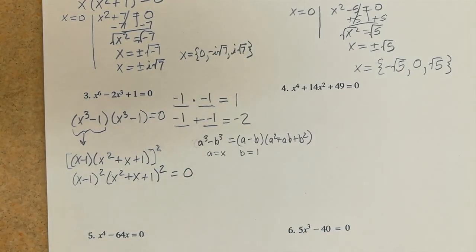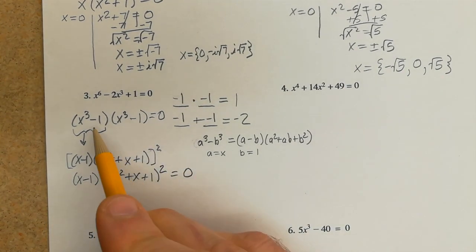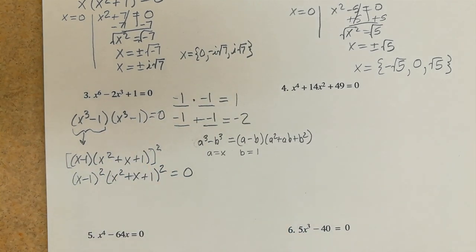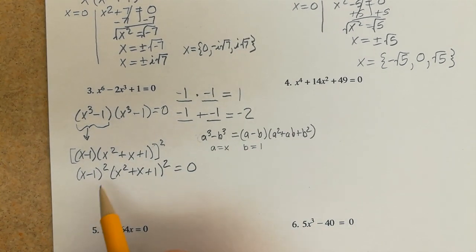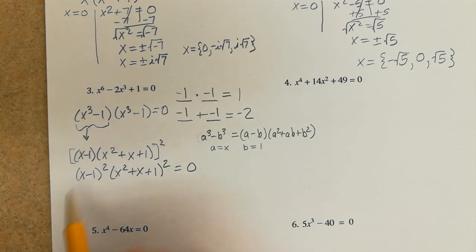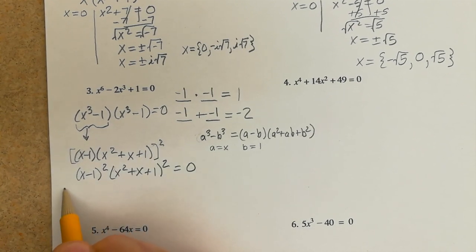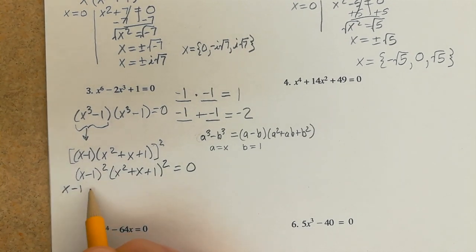Okay, so again, the squares here come from the fact that we have two of these. All right. So now these are broken down as much as we can break them down. Let's think about what our answers would be. Let me take that first piece.